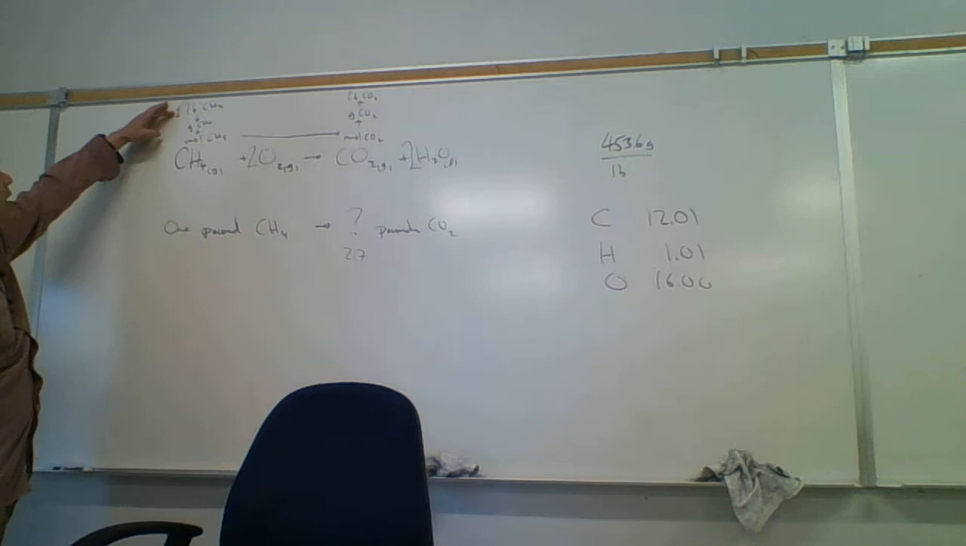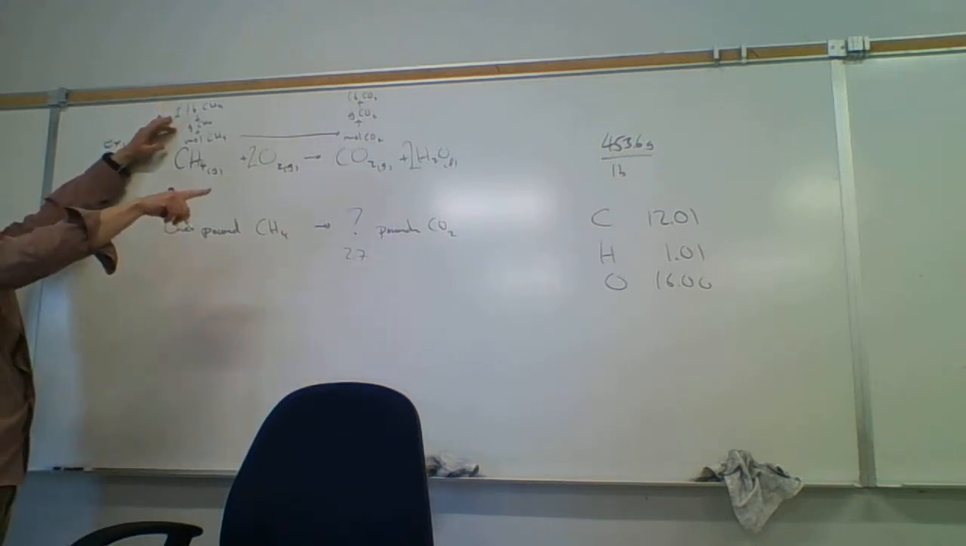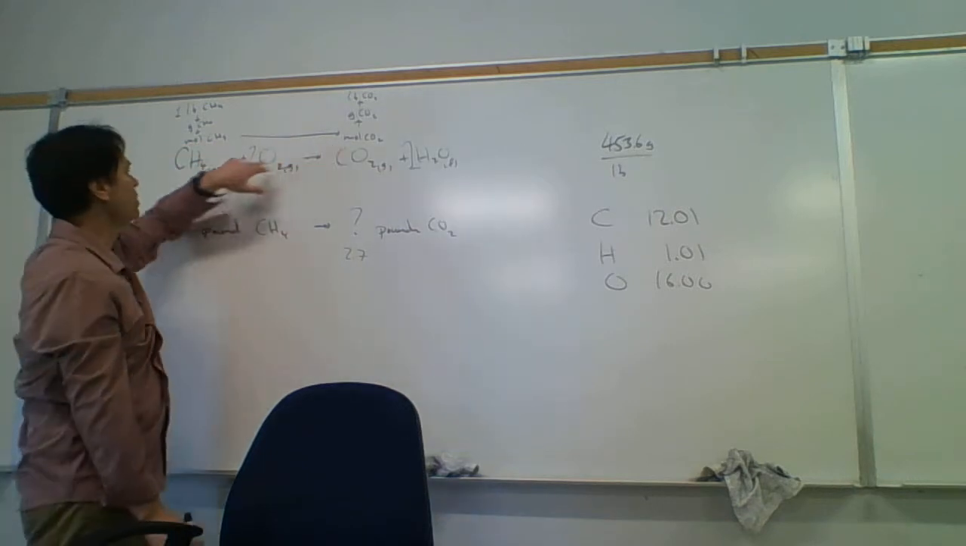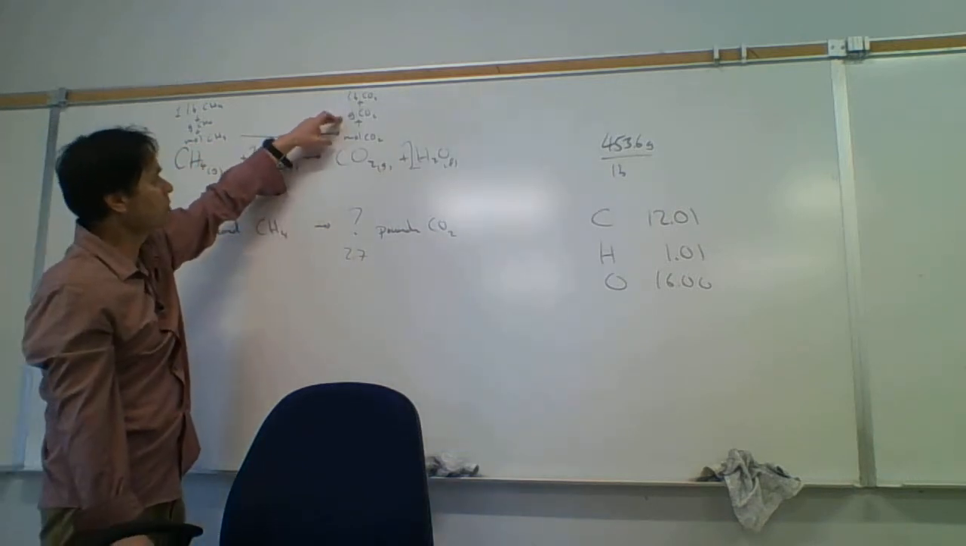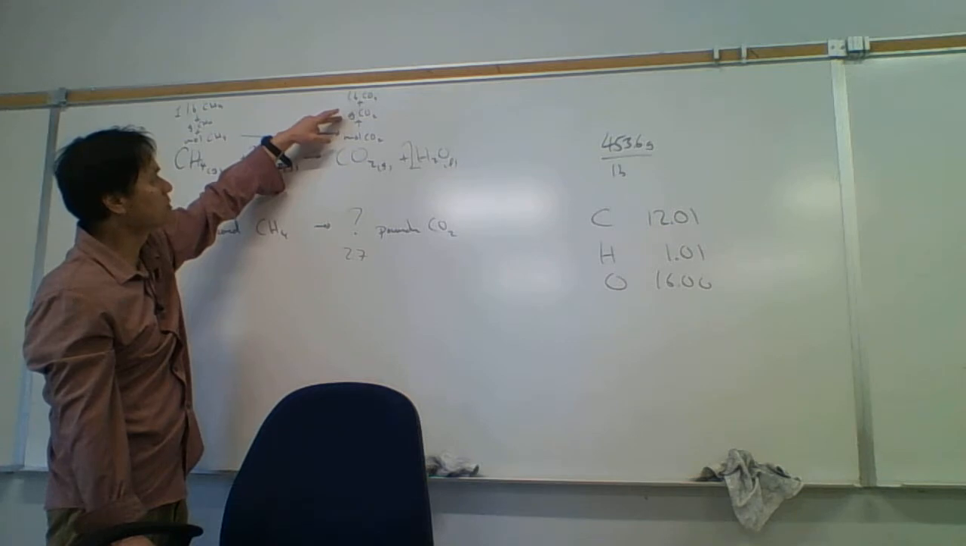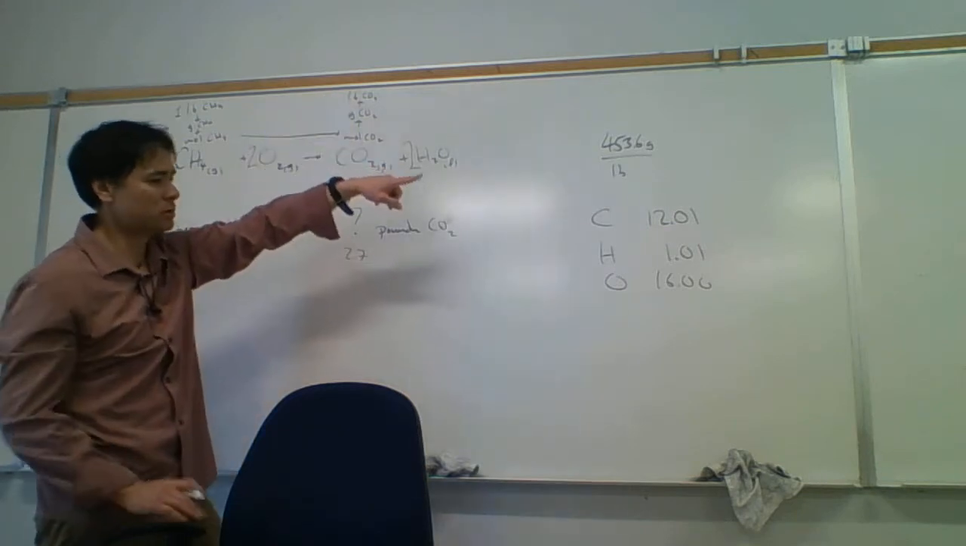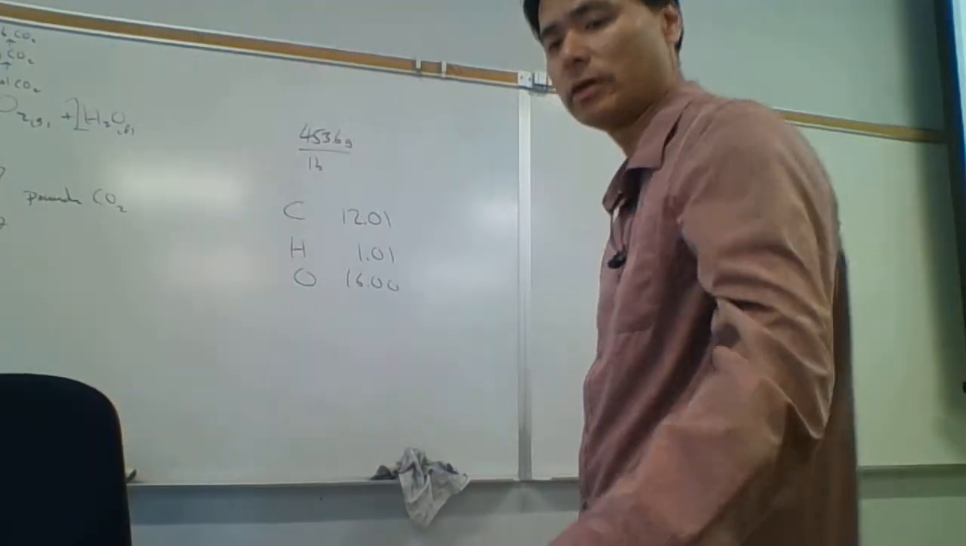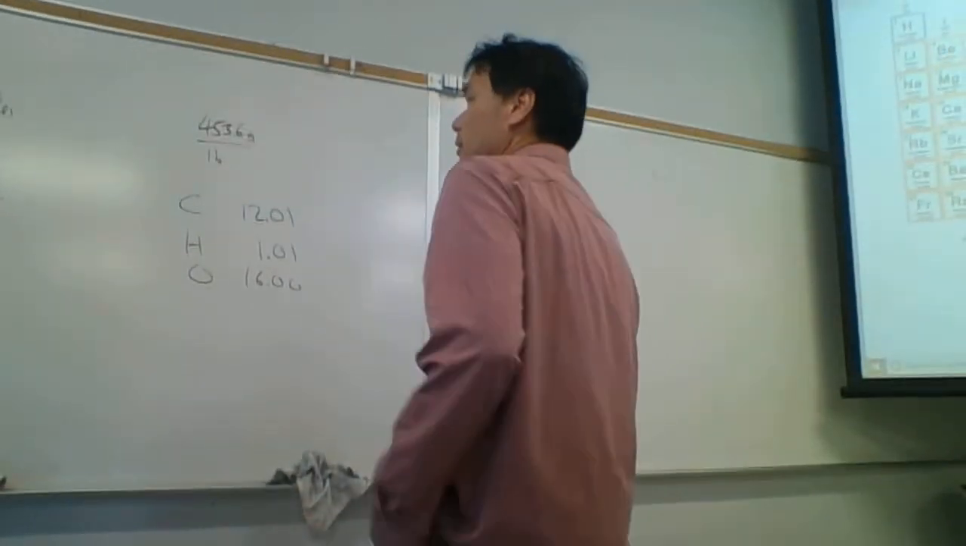And so pounds to grams, we're just going to use that conversion factor there, 453.6 grams per pound. Grams to moles, we're going to use the molar mass. Mole to mole, we'll just use the balanced chemical equation. Moles to grams, we'll use the molar mass of CO2, and then grams to pounds, we'll just use this 453.6. And so we're just going to use conversion factors, string them together, and we'll get it.